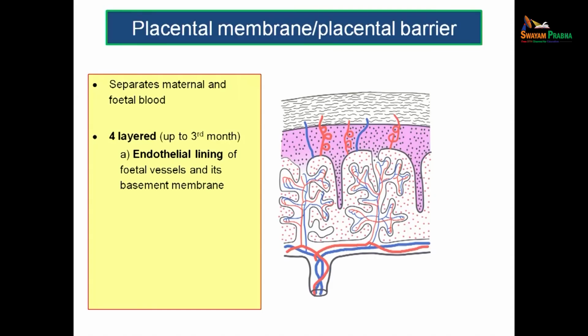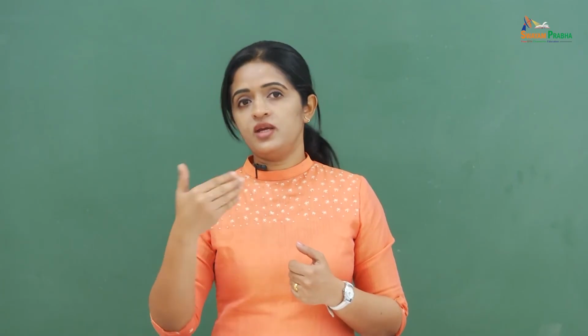In the initial period, up to the 3rd month of intrauterine life, it is said to be 4 layered. So which are the 4 layers? Imagine that you are standing inside the fetal capillary and looking at the maternal blood in the intervillous space. You will see many curtains, and you are not able to see the mother's blood directly. These curtains are considered the placental barrier. The first thing you will see if you are standing inside the fetal capillary is the endothelial lining of the fetal capillaries itself, along with its basement membrane.